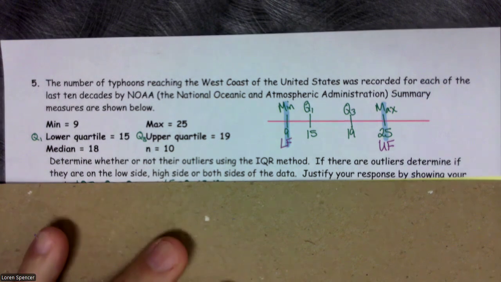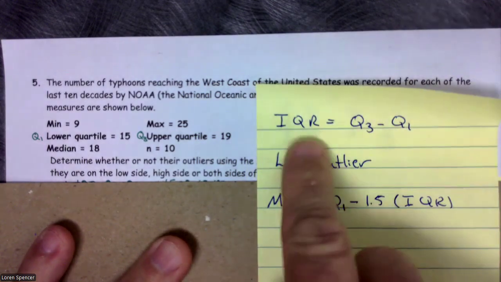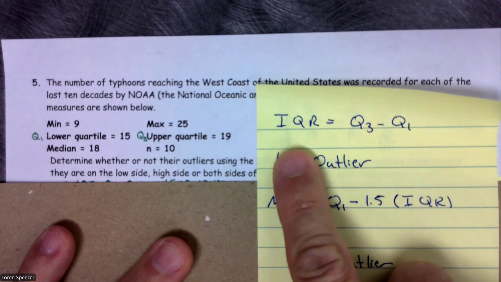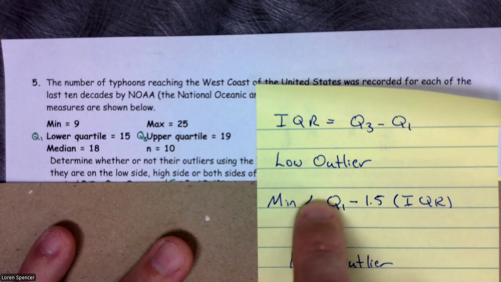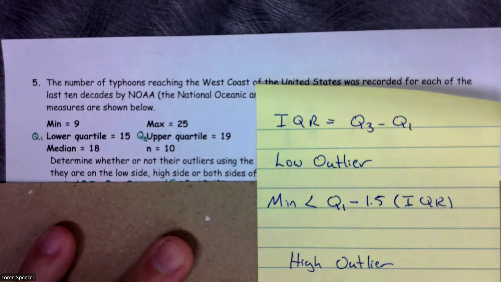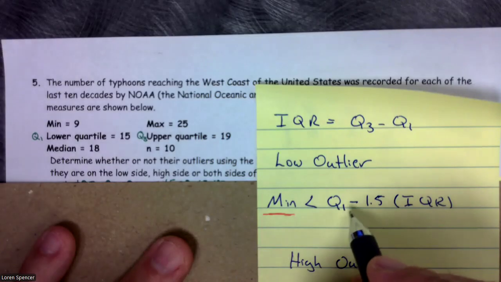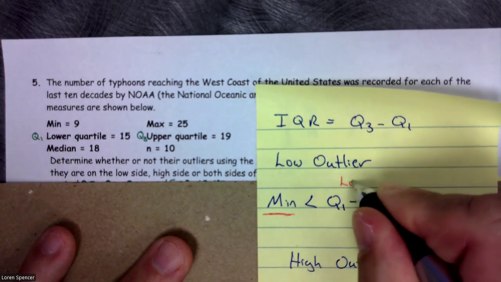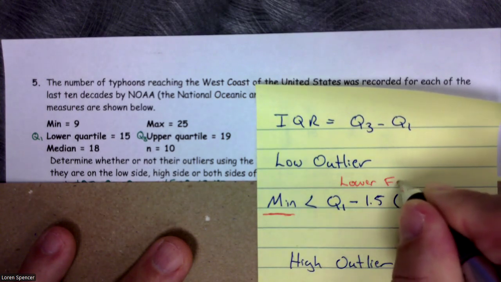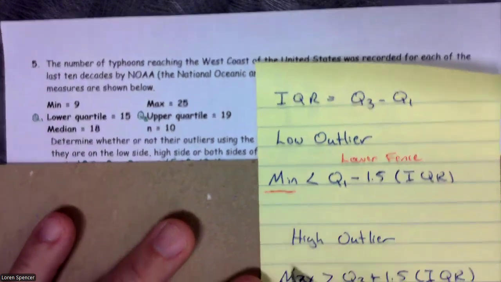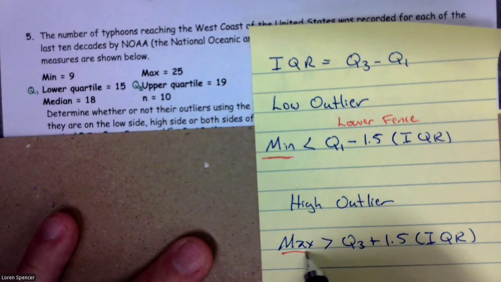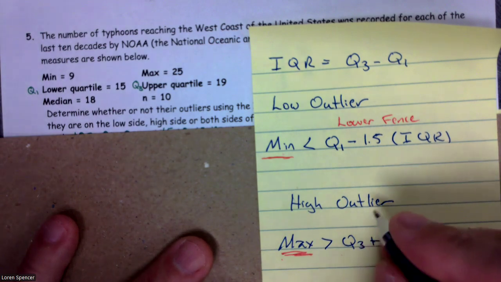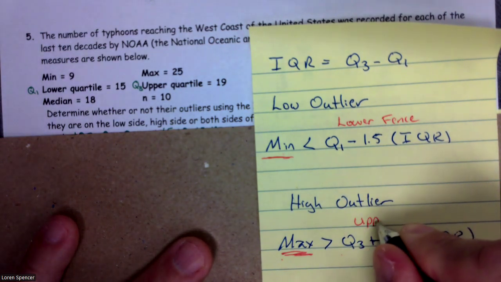Real quickly, there's going to be a couple formulas you need to know. IQR is Q3 minus Q1. Third quartile minus the first quartile gives us our interquartile range. To determine if there's a low outlier, the minimum value, please note this says minimum, must be less than Q1 minus 1.5 IQR. Remember, this is our lower fence formula. To determine if there's outliers on the high side, our maximum, so notice we switched from min to max, must be greater than Q3 plus 1.5 IQR. And this is our upper fence formula.